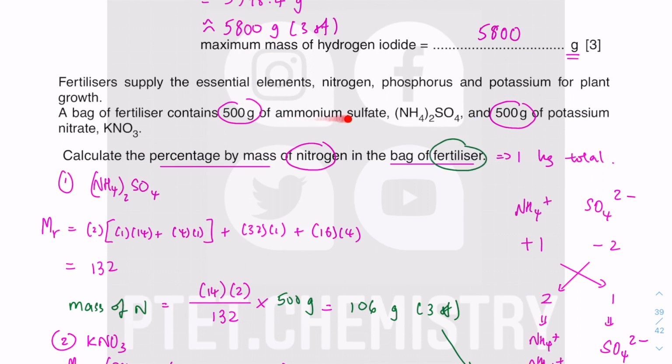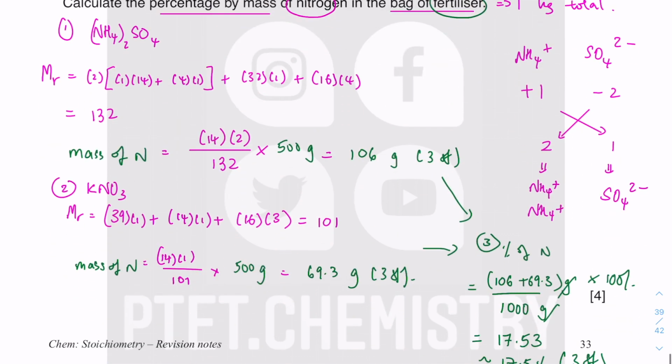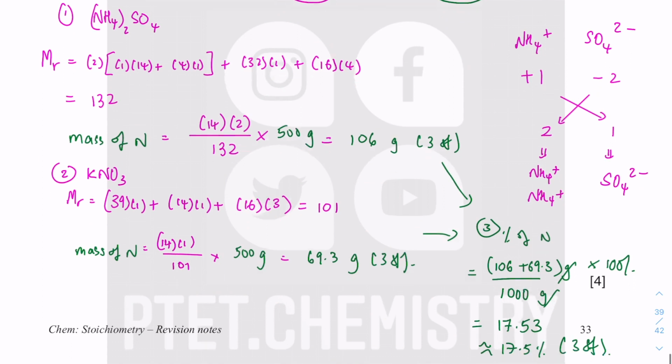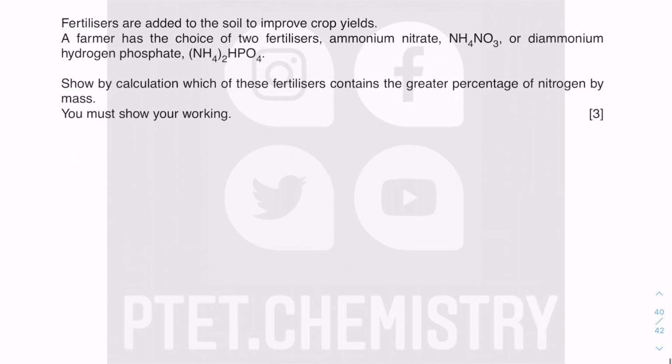They will tell me the percentage, but it's in the bag of fertilizer, which contains a mixture of ammonium sulfate and potassium nitrate, 500 gram each, which was why my strategy was to work out the mass of nitrogen in each of the respective substances first. Jumping on to the next question. So now they want us to work out which fertilizer contains the greater percentage of nitrogen by mass. This is a very popular exam question. As you could see, for 3 marks, you've got to be able to work out at least the Mr. So NH4NO3 first of all.